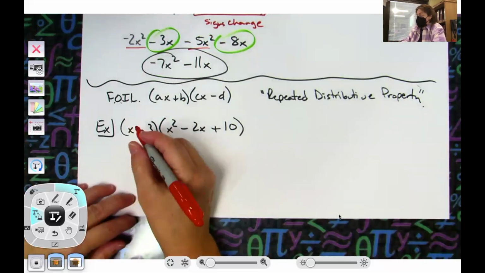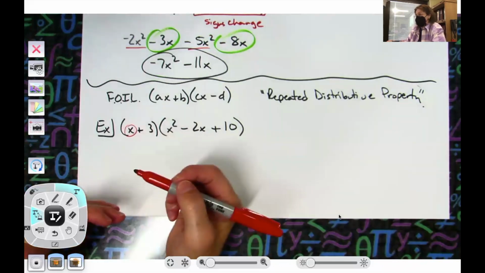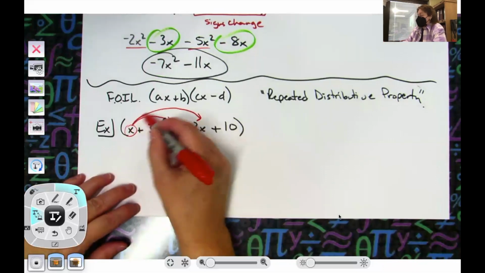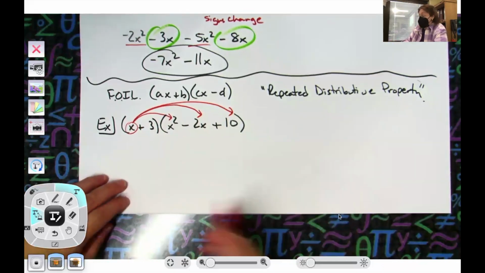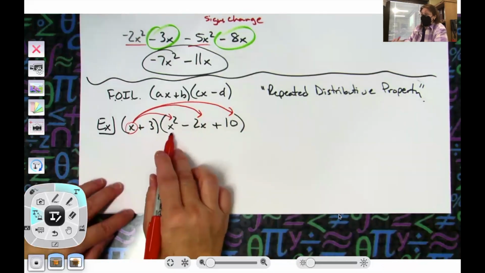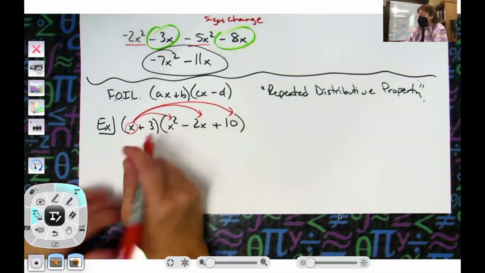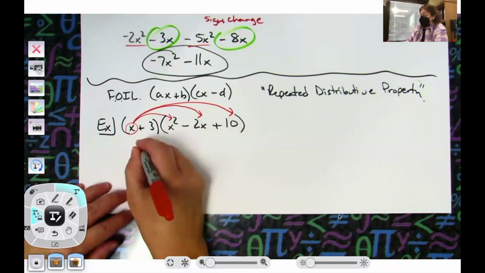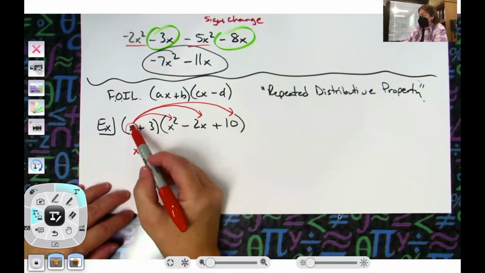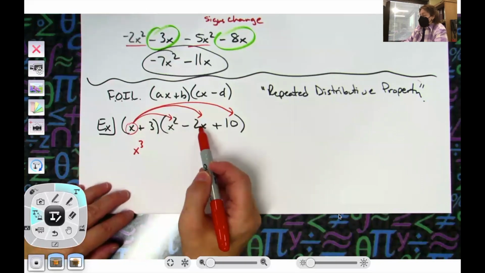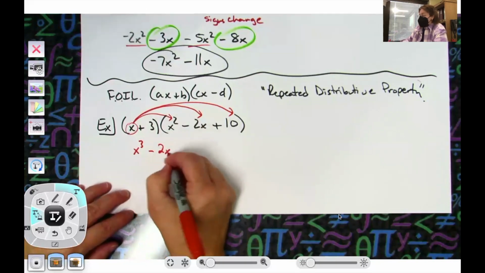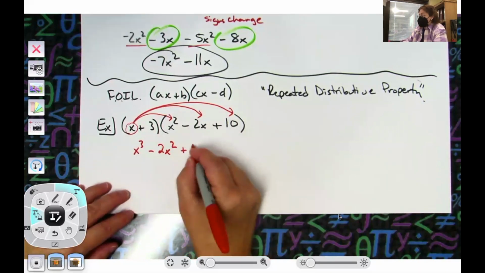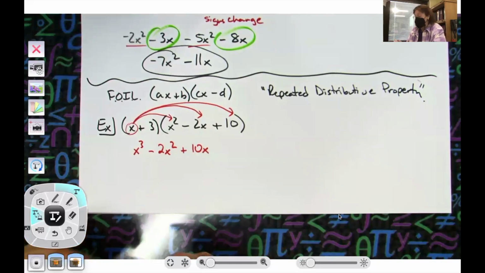Repeated distributive property basically says I'm going to take the terms in the first one, and I'm going to multiply them by everything in the second one. So I'm going to color code this so it stands out. X times x squared. What do we do with those exponents? Add them up, right? Multiplying like bases, we add the exponents, so we did that the other day. X to the third. X times negative 2x would be a negative 2x squared. And then this x times the 10, distributing there, would give me a plus 10x.